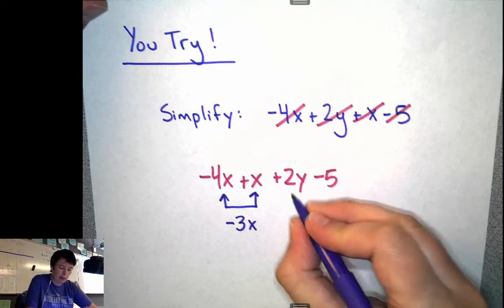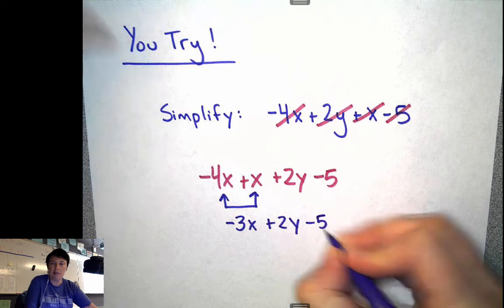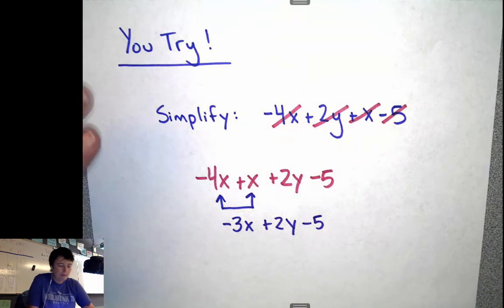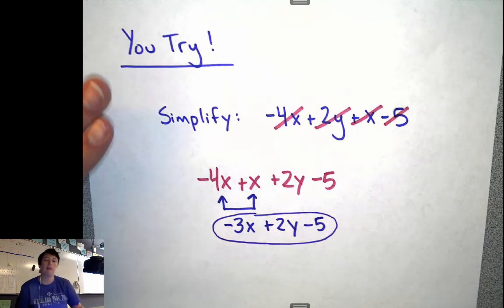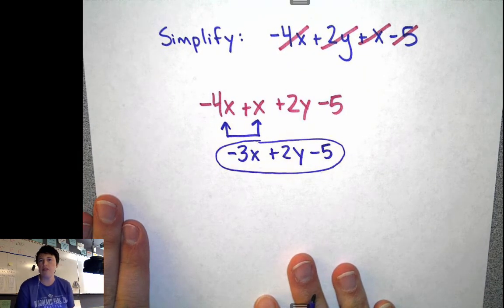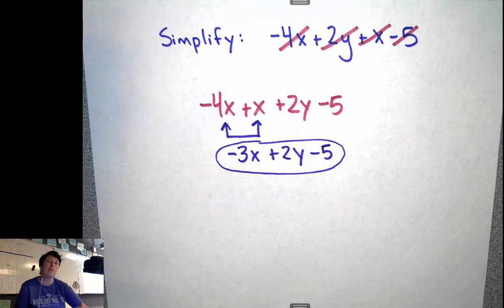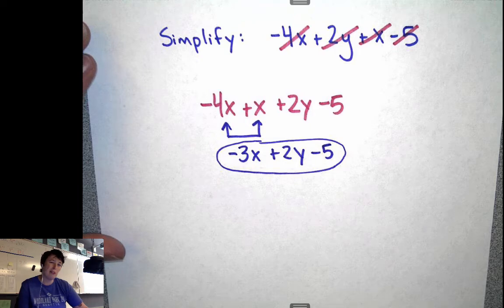But then this plus 2y, it's just there. And this minus 5, it's just there. There's nothing to combine it with, nothing we can do to it. So this is your final answer. Negative 3x plus 2y minus 5. How did you do? Did you do your work kind of similar to me? Did you end up at the same solution? Are you circling your answer and organizing your work?